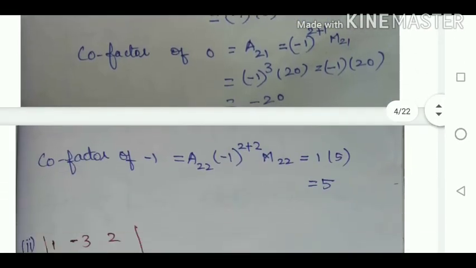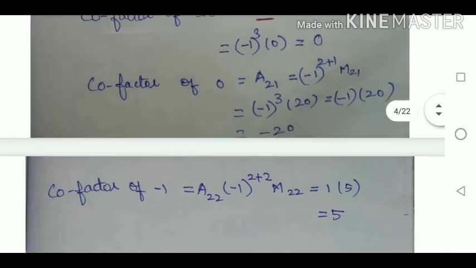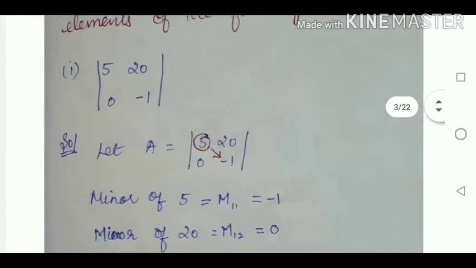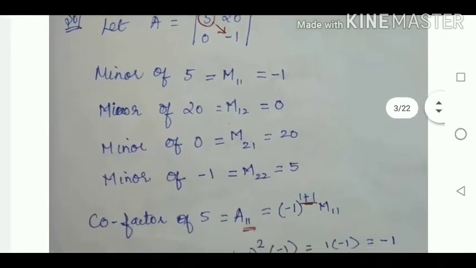Then cofactor of minus 1, that is A22. 2 plus 2 equals 4. That is minus 1 power 4. If the power is an even number, you get plus 1. If it is an odd number, you get minus 1. That is the concept here. So minus 1 power 4 means it is 1. 1 into M22 equal to 5. Already we found the minor of 22, it is 5. So 1 into 5 equals 5. This is the way you find the minor and cofactor for 2 into 2 matrices.